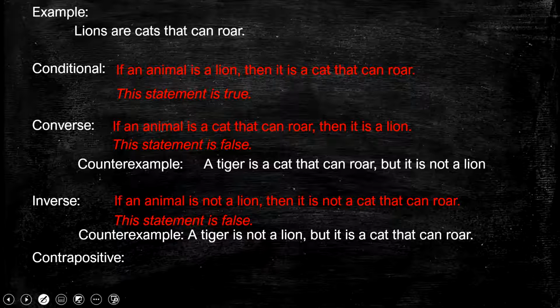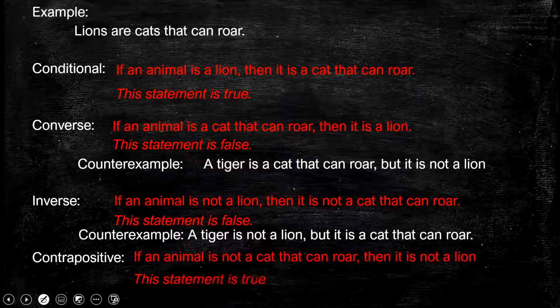The contrapositive: if an animal is not a cat that can roar, then it is not a lion. So if anybody has a house cat, it can't roar, it's not a lion. It's a true statement. Only lions are cats that can roar, so if it's not a cat that can roar, it's not going to be a lion. Make sense? Okay.